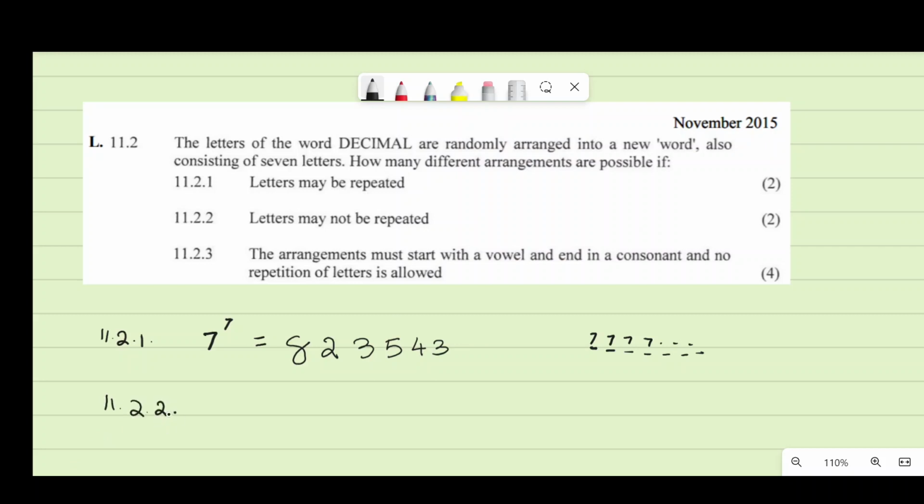11.2.2 now. Letters may not be repeated. So what happens here if it may not be repeated? You start with 7, then only 6, then 5, like that. What do we call it? That is called 7 factorial. 7 factorial is 5040.